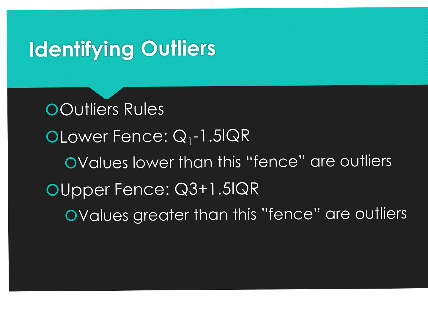Our lower fence is Q1, the first quartile, minus 1.5 times the IQR. Any values lower than the lower fence are outliers. The upper fence is Q3 plus 1.5 times the IQR. Values that are greater than our upper fence are outliers.